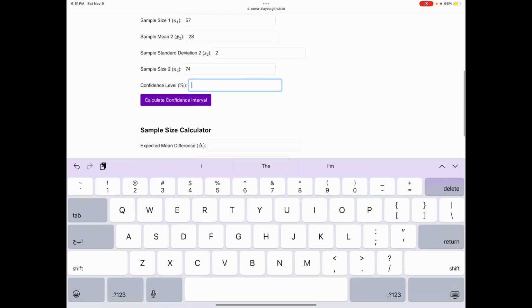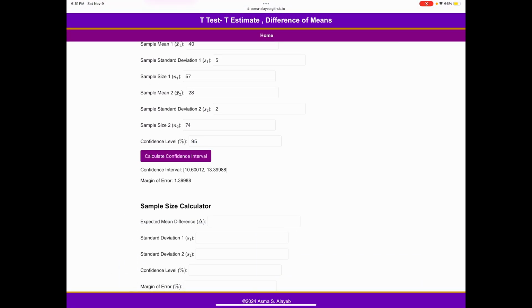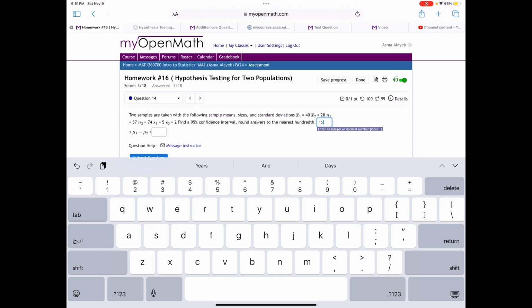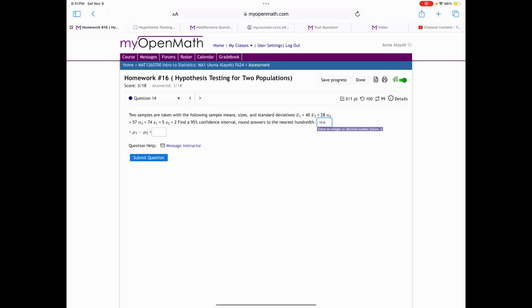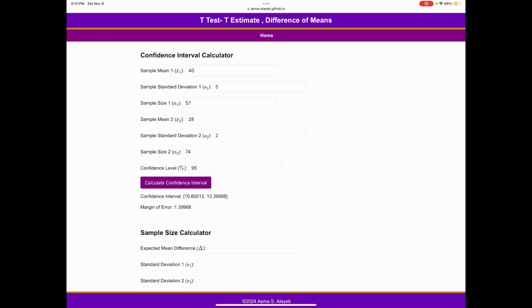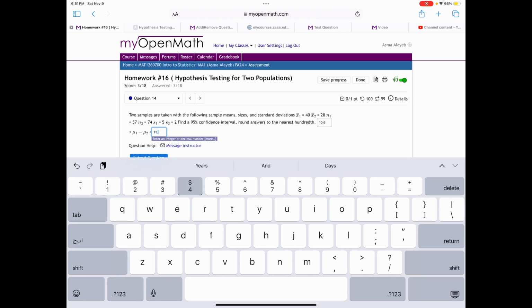So we're going to plug in 95% and compute the confidence interval and the margin of error, as you can see here. The lower bound of the confidence interval is 10.6. So we're going to say here, this number is 10.6. And it says to the nearest hundredth, so 2 decimals. And the upper bound is 13.40. Rounded to 2 decimals, it's going to be 13.40.